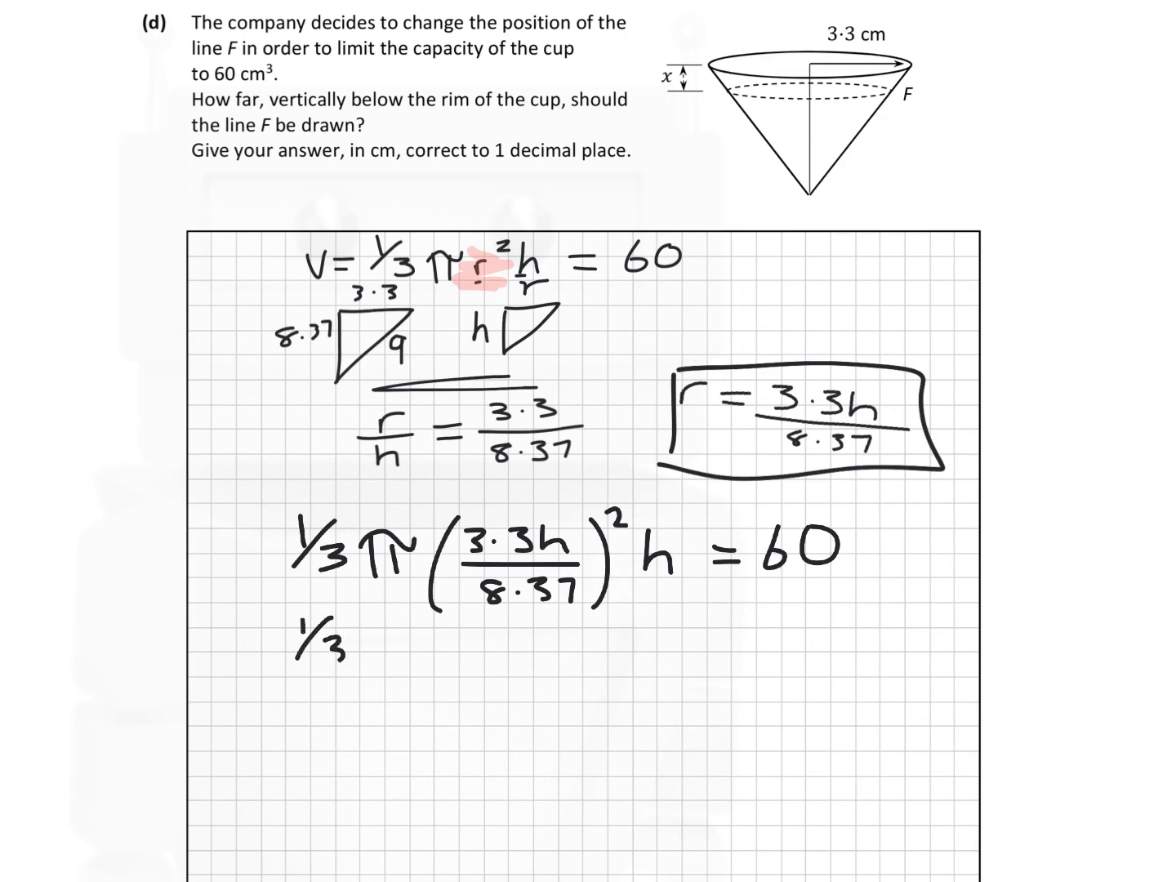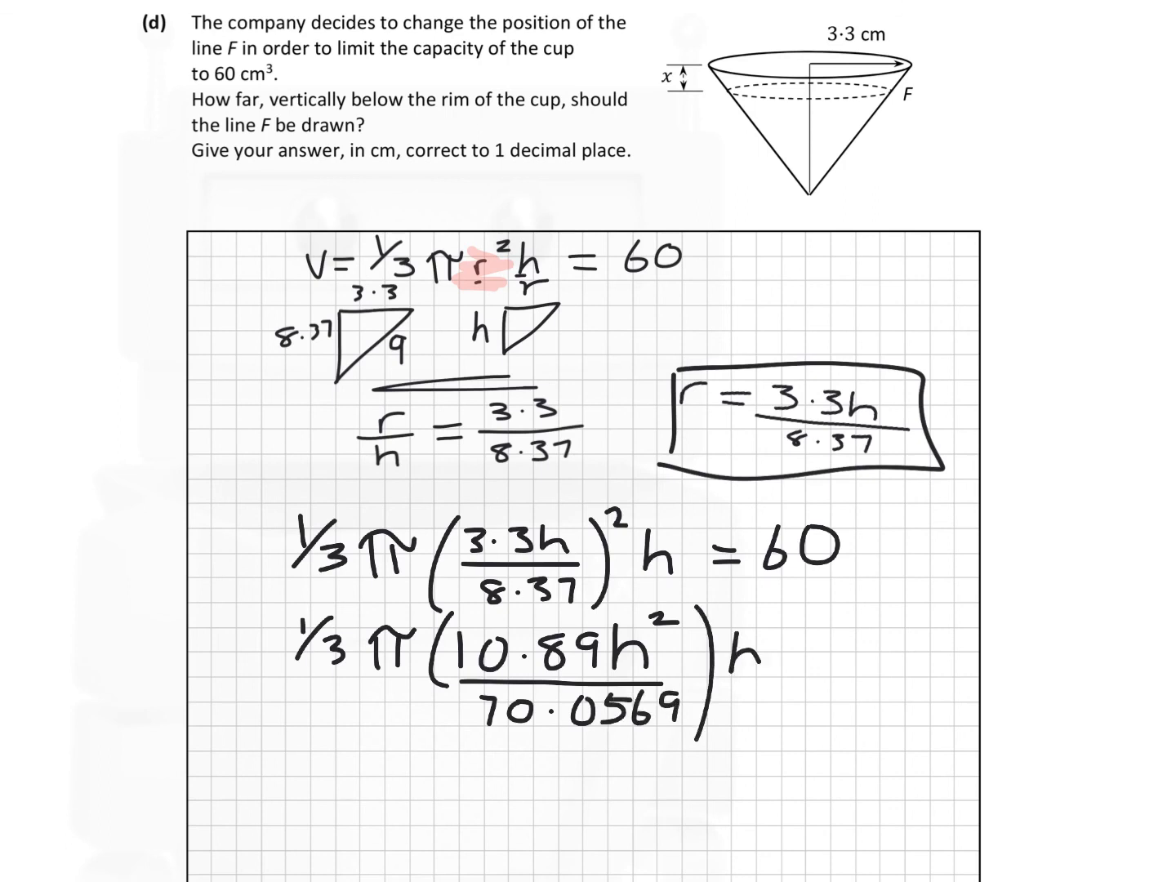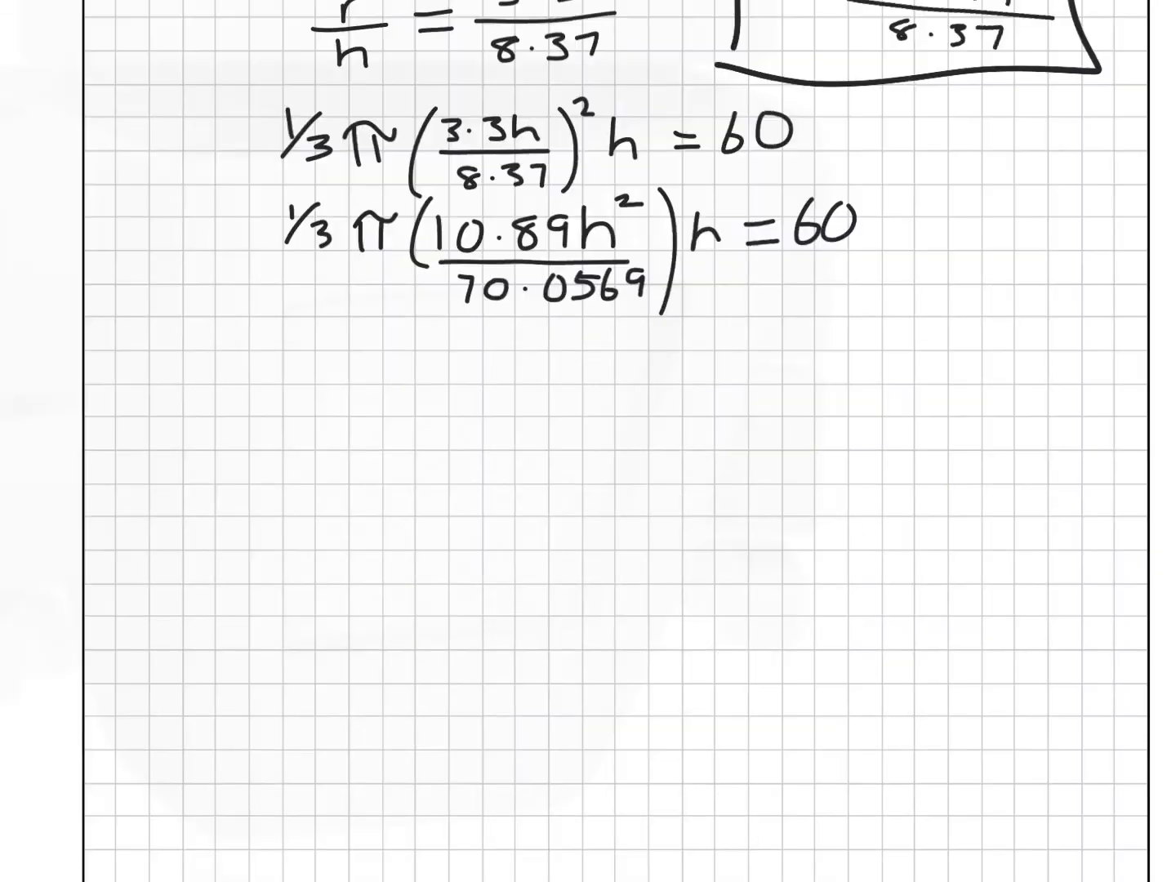So I'm going to get 1/3 pi. Now 3.3h squared is going to give me 10.89h squared all over 8.37 squared. That's going to give me 70.0569. I'm just putting that in brackets for the moment, and it is equal to 60.